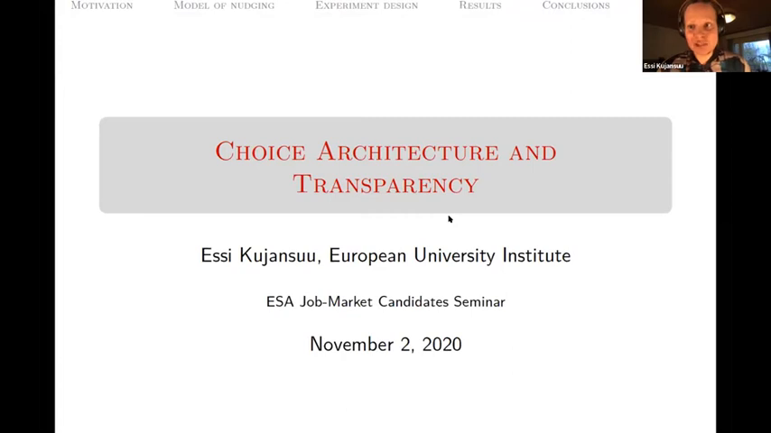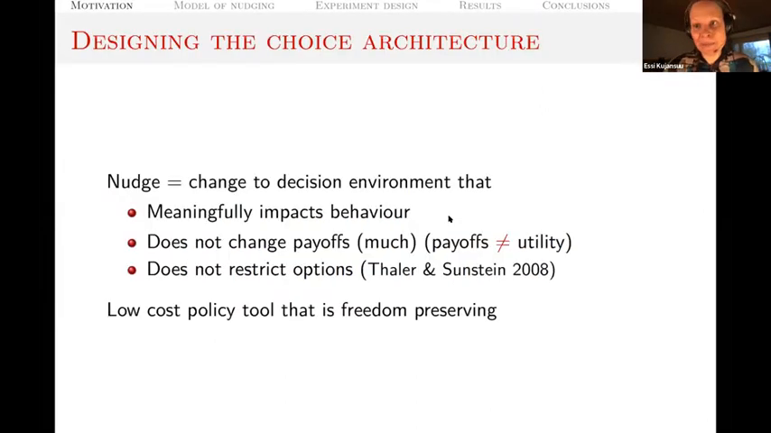I'm presenting my job market paper today on choice architecture and transparency. The topic is choice architecture, which is the design of choice environments in which we make decisions. In particular, I want to look at nudges, which are changes to the environment that meaningfully impact behavior, yet do not change the payoffs or restrict the options available to individuals. Nudges are interesting because they are a low-cost policy tool that is freedom preserving.